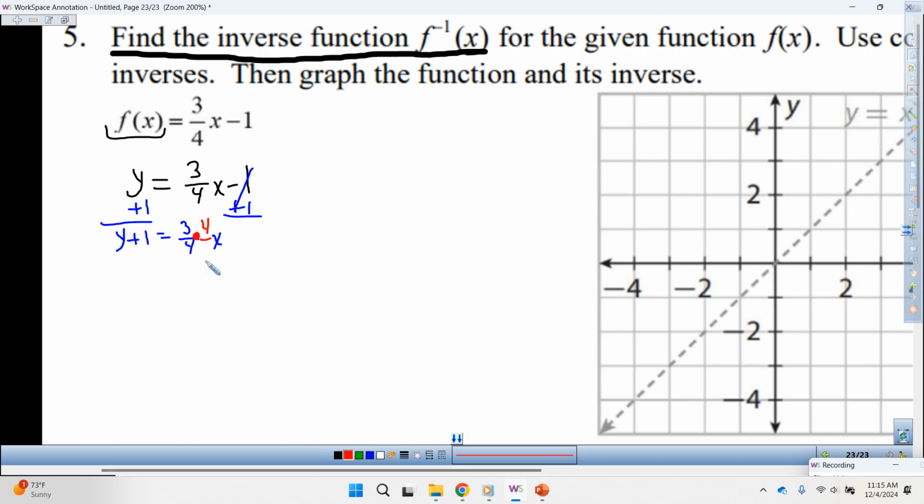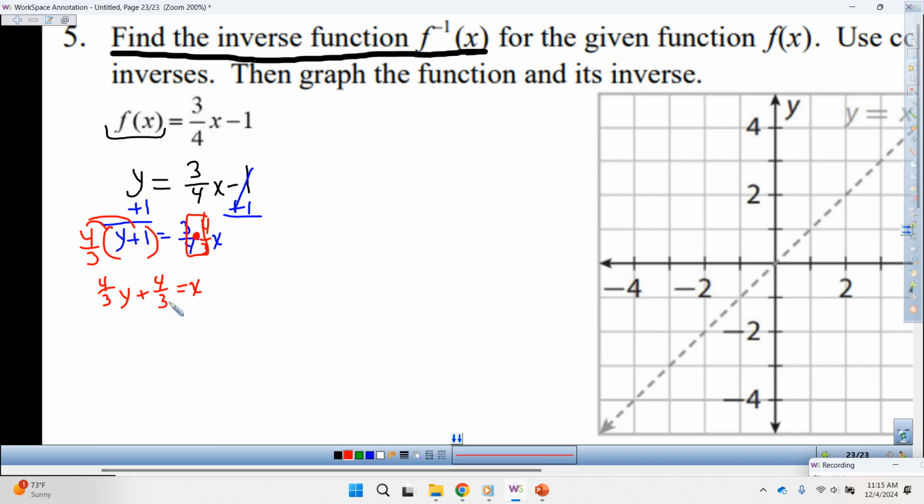4 over 3, the reciprocal. That is correct. You do that to both sides, 4/3. This is a giant 1, so we're left with x equals, distribute, 4/3 y plus 4/3.